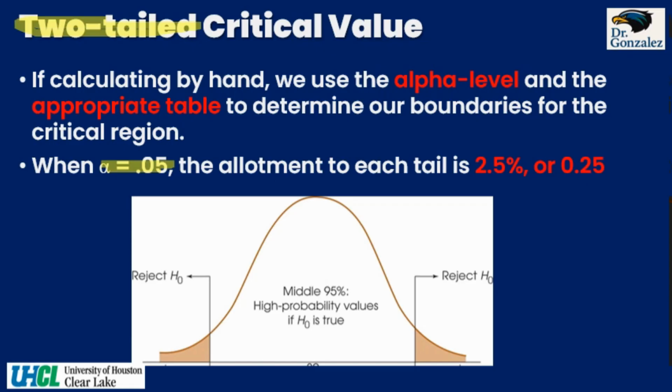So on this side, where I reject the null, I have a 2.5% chance of finding that to be true. And if I'm going to reject the null on this side, I have a 2.5% chance. If I add them together, what do I get? I get 5.